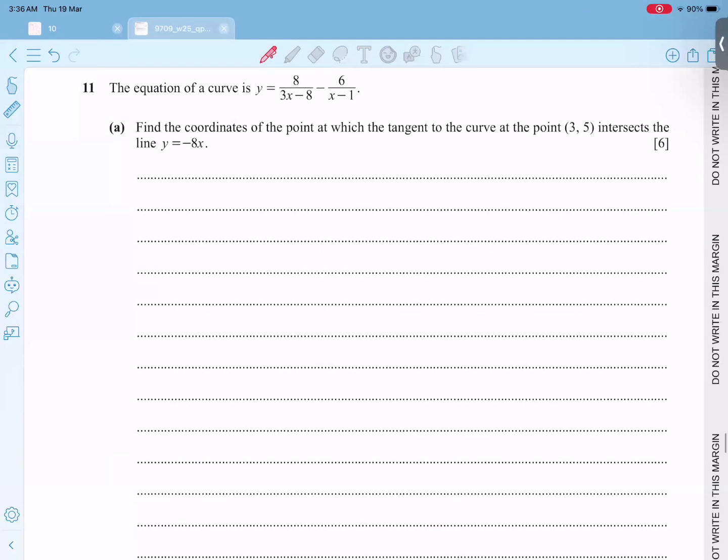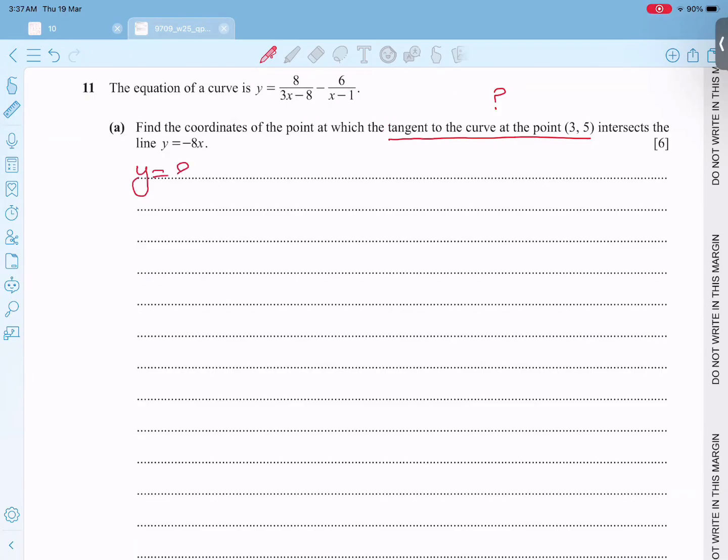Question number 11 is saying, the equation of a curve is given here, find the coordinates of the point at which the tangent to the curve at this point intersects this line. So first of all, I need to find the equation of the tangent at this point, job number 1. But do you know, students, whenever the equation of a tangent is required, we need a gradient. But how to find the gradient? I will differentiate. So step number 1, differentiation.